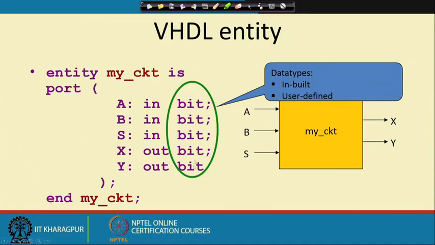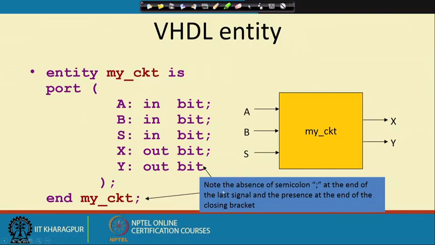Then comes the data type. These are the data types, and all of them are bit. There are some built-in data types, just like any programming language you have data types like integer, character, boolean, real. Here also, the VHDL language has built-in data types, like bit. There are other built-in data types like integer, byte, etc. I can have some user defined data type also. That is also possible.